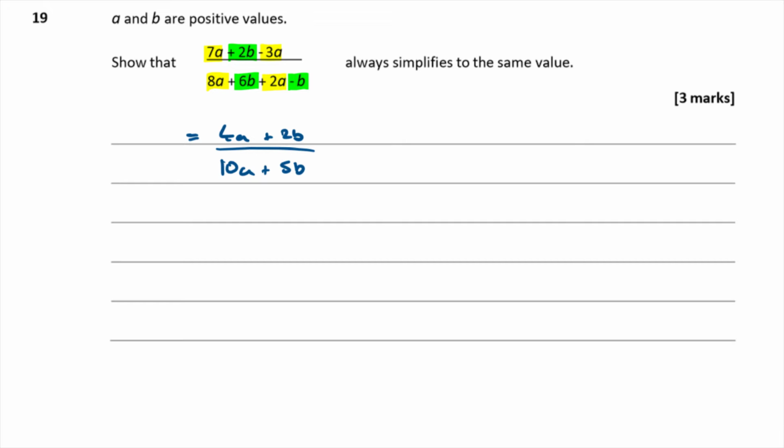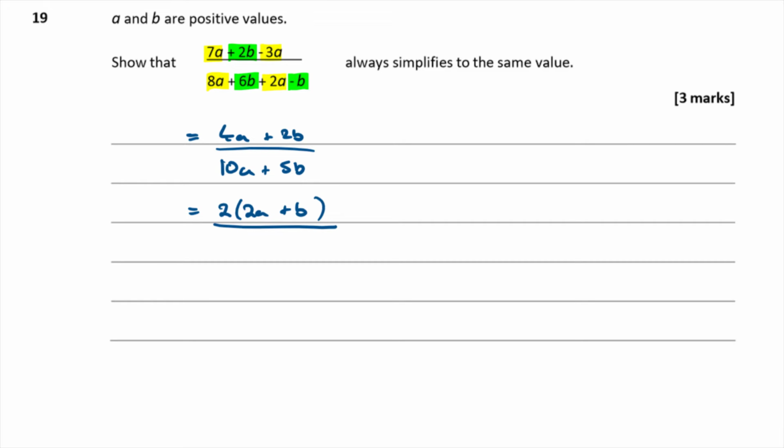Okay, now let's do some factorising. On the top there, I've got 4a plus 2b. 4 and 2 have got a common factor. They've got 2 in common. So I'm going to take 2 out right at the front, and then inside my bracket, 2 times what is 4a is 2a, 2 times what is 2b is b. So I've got 2 lots of 2a plus b on the top.